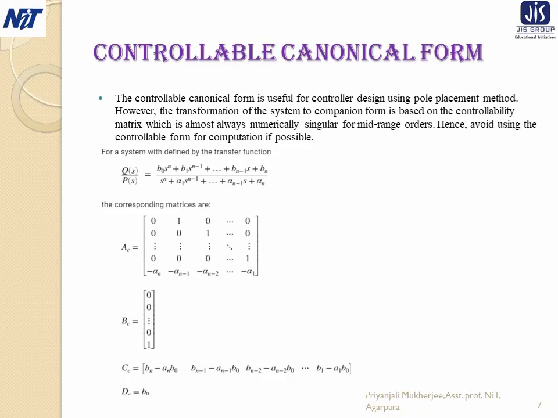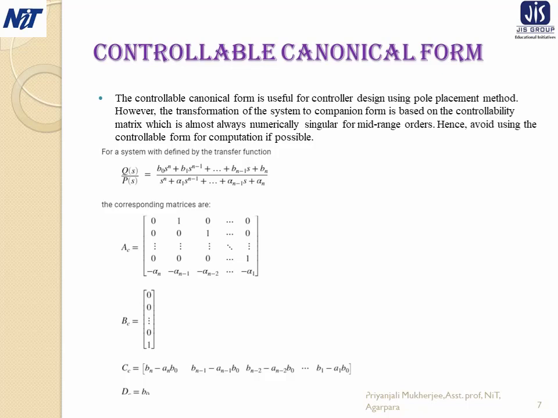Then we will assign the state variables and we will get the resulting matrix A equal to 0 1 0 up to n, then 0 0 1 up to n, that will be 0. In this way, in the last row we get the coefficients of the denominator, that is minus of an, then minus of an minus 1, then minus of an minus 2, and the final one is minus a1. So this form is known as the controllable canonical form.